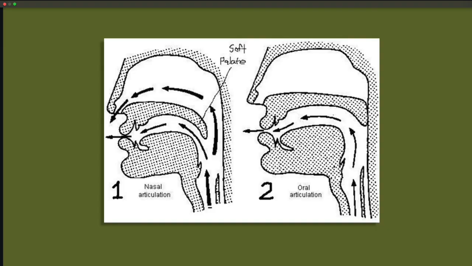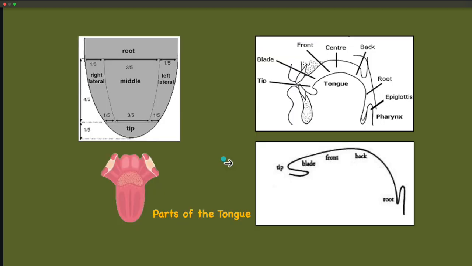Again, these are the two positions of the soft palate. This side shows that when the soft palate is raised, we have what is known as the oral articulation or oral sounds, and when the soft palate is lowered to some extent, we have what is known as the nasal articulation or nasal sounds. Now let's move on to the parts of the tongue.